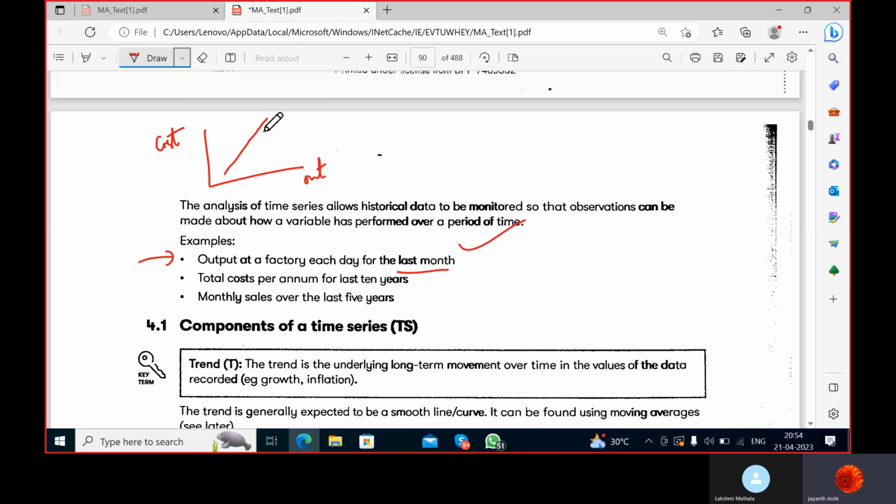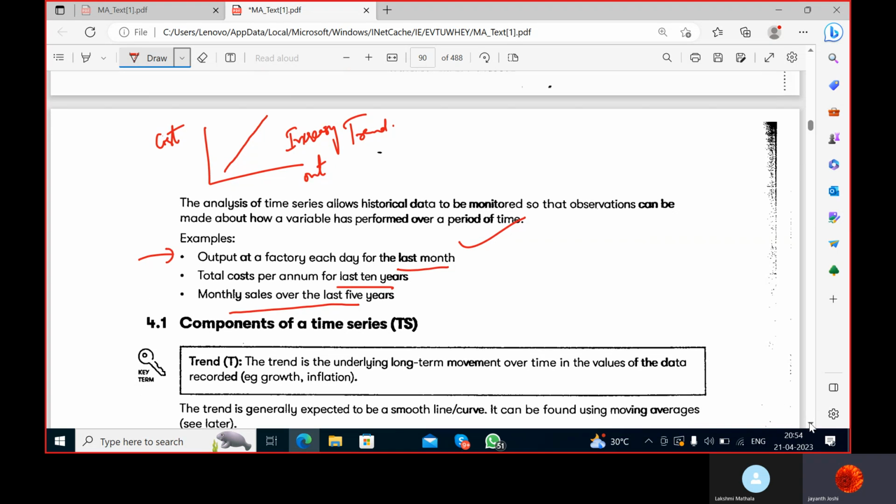And sir, this shows what kind of trend, Hamsika? Increasing trend, correct? Yes, sir. So if you have data, you can find out the trends. Other examples: total cost per annum for the last 10 years, monthly sales over the last 5 years.